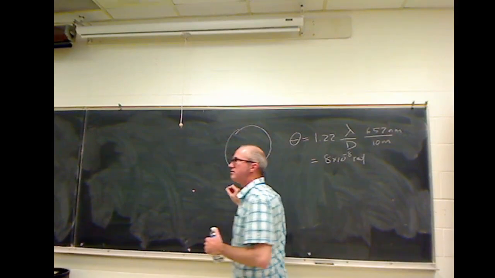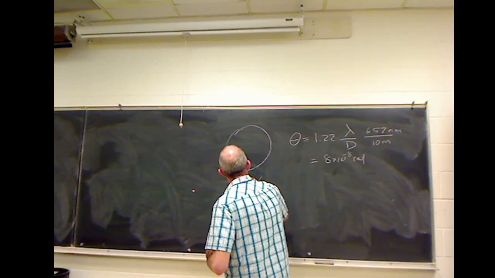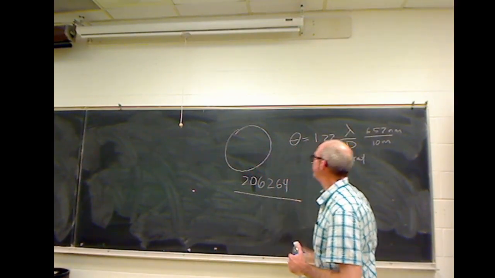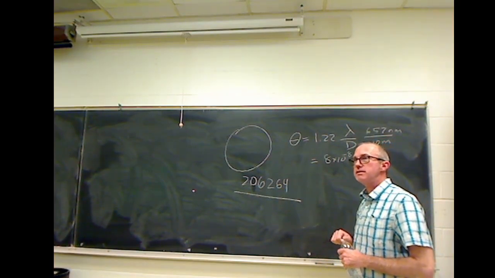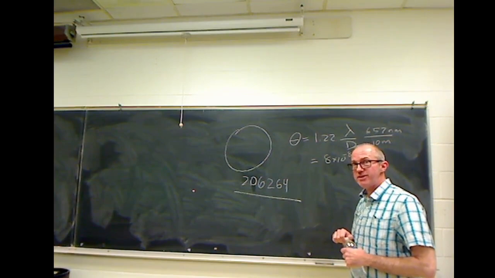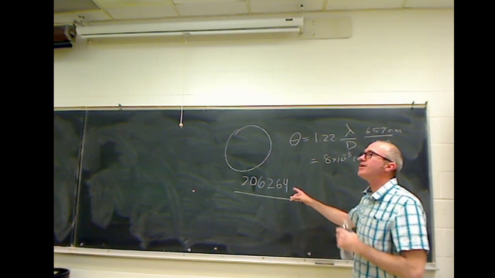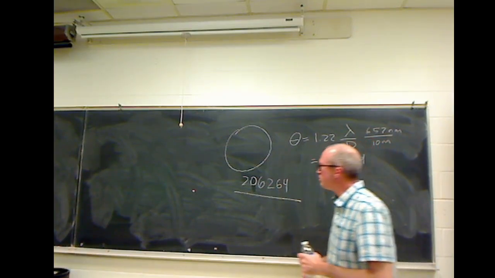206,264. This is the number of astronomical units in a parsec, or the number of arc seconds in a radian. How do I get this number? What's in it? 2 pi.